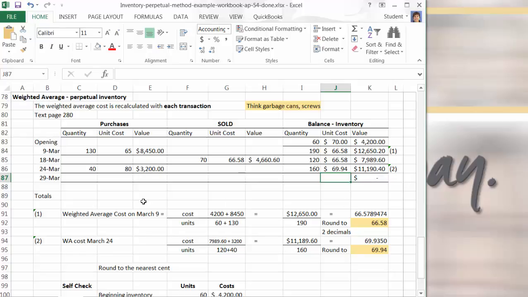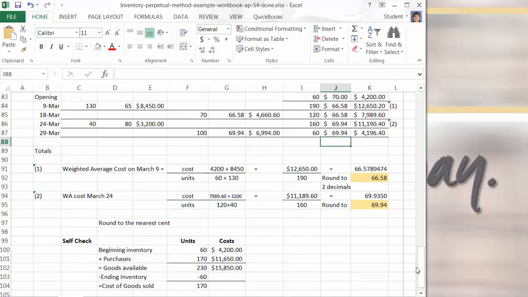Finally, on the 29th of March, we sell 100 units. These will be sold at the average cost of $69.94, or $6,994, leaving us with 60 units at $69.94 per unit, or $4,196.40.